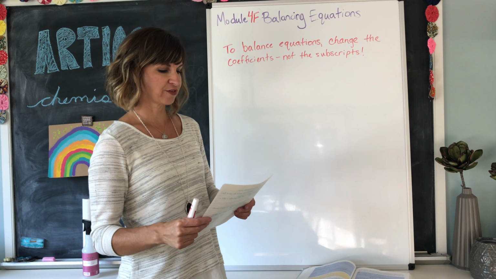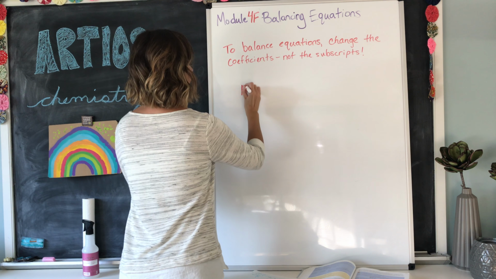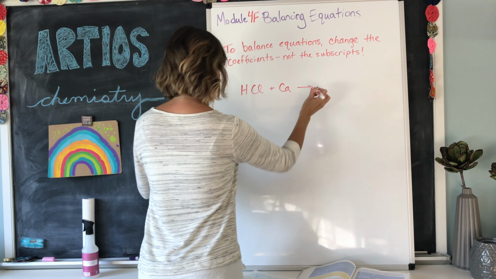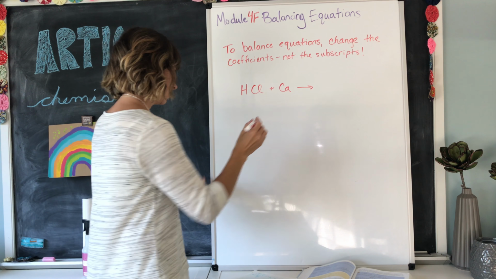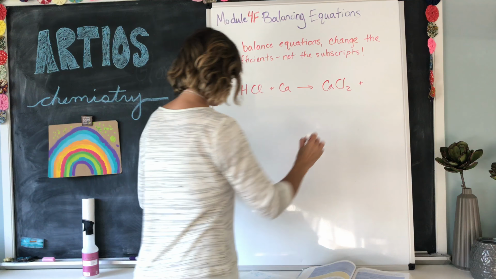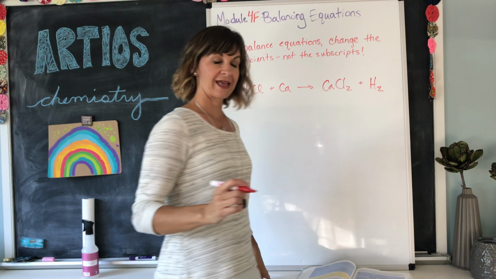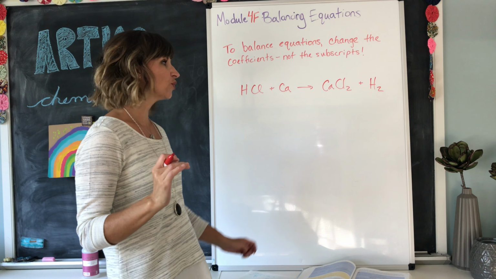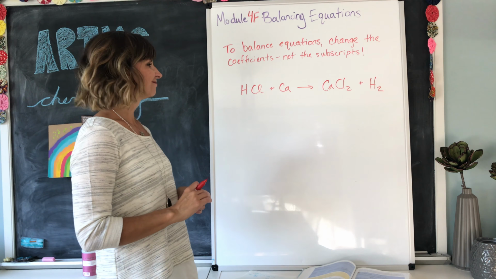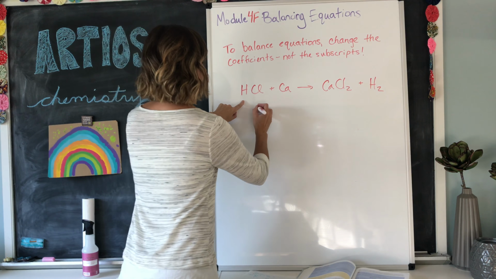All right, another example. HCl plus Ca yields CaCl2 and hydrogen. Hydrogen is always present as a twinsy. It's a diatomic molecule, so it's H2. So we're going to start by balancing by looking at the hydrogens, okay?